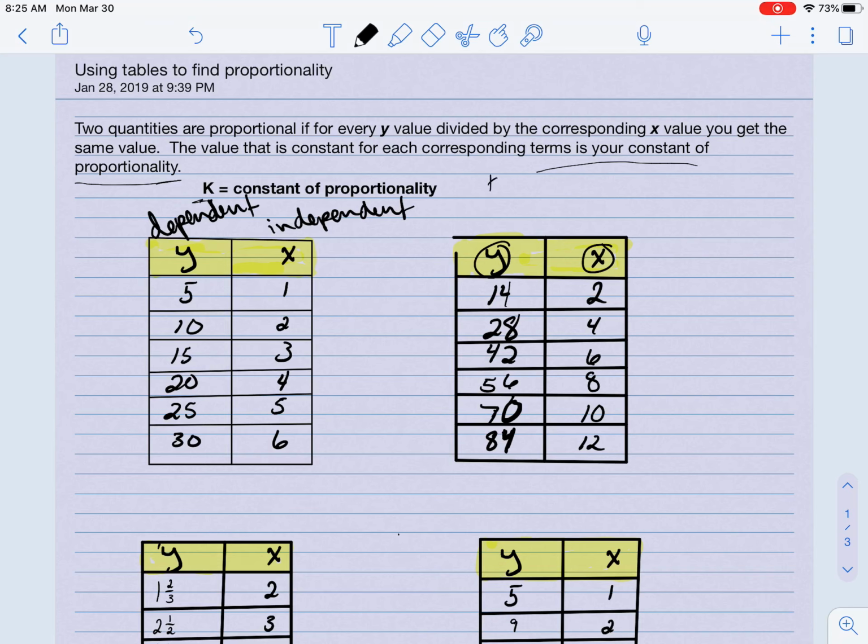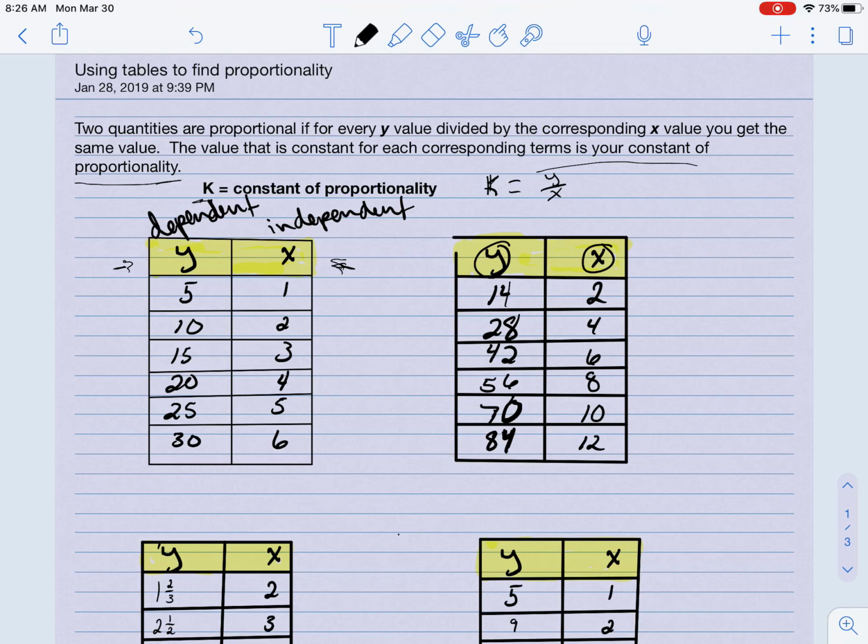We represent that by k. K is the constant of proportionality, and k is equal to y divided by x. So here you'll see we've got some tables, with y over here and x over here. You might see those switched. X could be on the other side of where the y is. Just remember that to determine if they're constant, your y divided by your x, whichever order they're in, is always going to be the same.